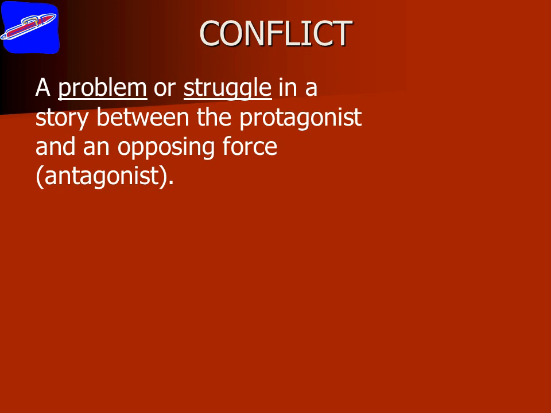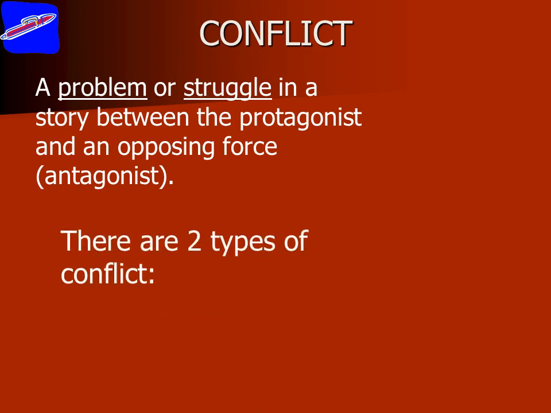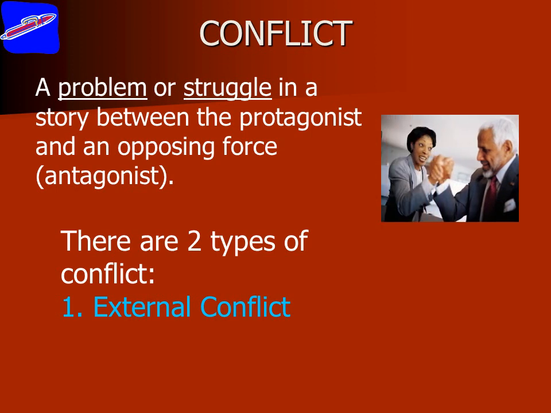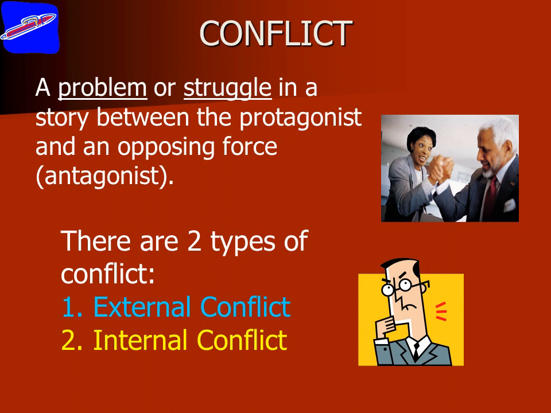There are two main types of conflict that we want to be familiar with. The first type of conflict is called an external conflict. An external conflict would look something like this. The other type of conflict that we want to be familiar with is called an internal conflict. An internal conflict would look something like this. Now that we've defined a conflict, let's take a closer look at internal and external conflicts and how they would look in a story.